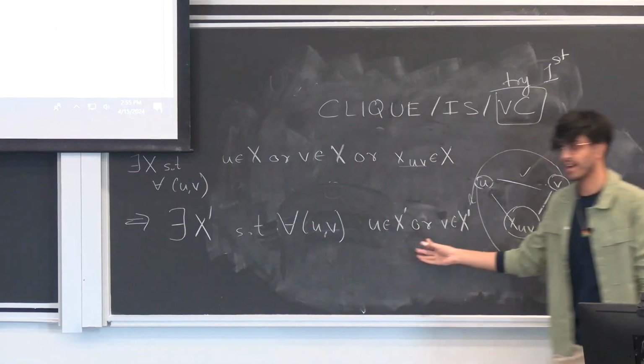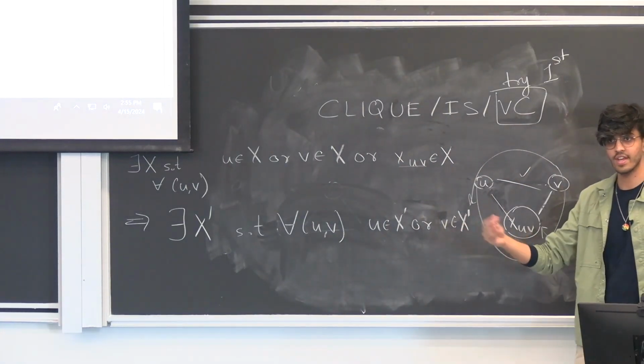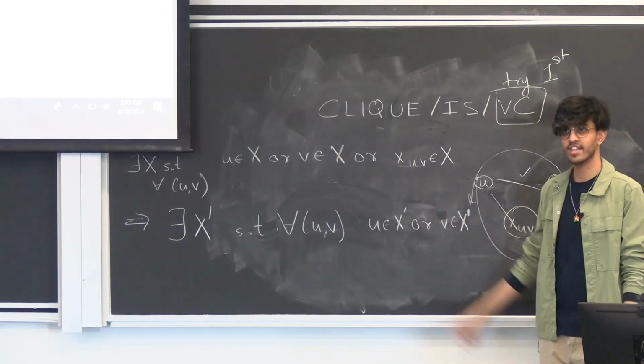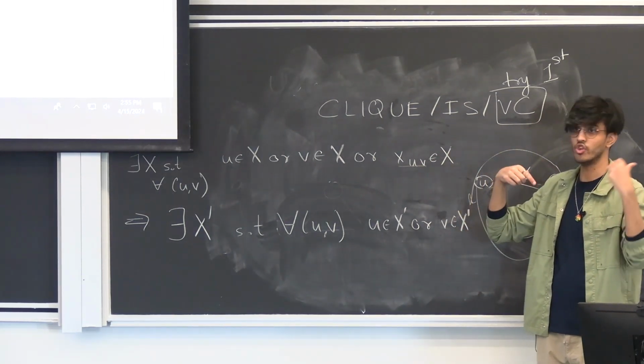Is this not exactly the definition of a vertex cover? For every edge, one of the two endpoints has to be in it. So this would make it a vertex cover. So X prime would be a corresponding vertex cover in G.